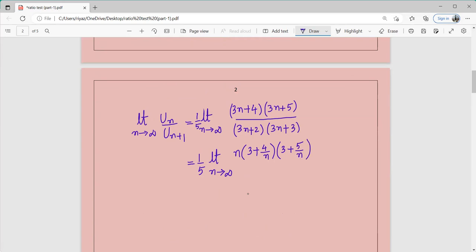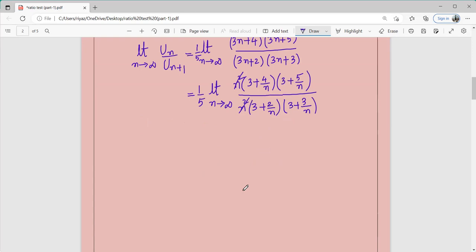N common means it becomes n square here. Denominator is once again n common. It is 3 + 2/n. It becomes n square here. Since we are taking here also n common, 3 + 3/n. Any doubt? नो सर। This n square with this n square cancelling out. And now after this step we have to apply the limit.